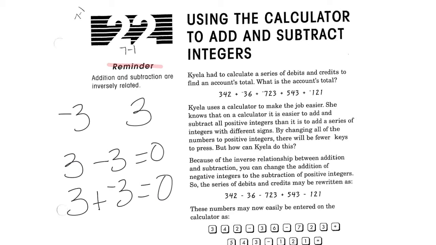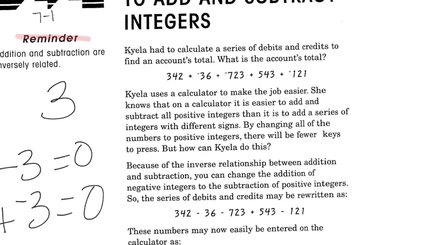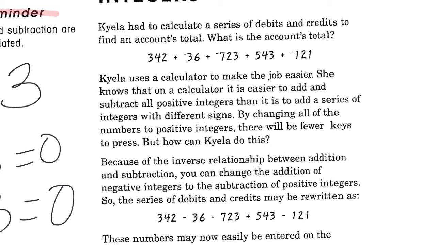So Kylie had to calculate a series of debits and credits to find an account's total. What is the account's total? So she started with 342 plus -36 plus -723 plus 543 plus 121. Kylie uses a calculator to make the job easier.